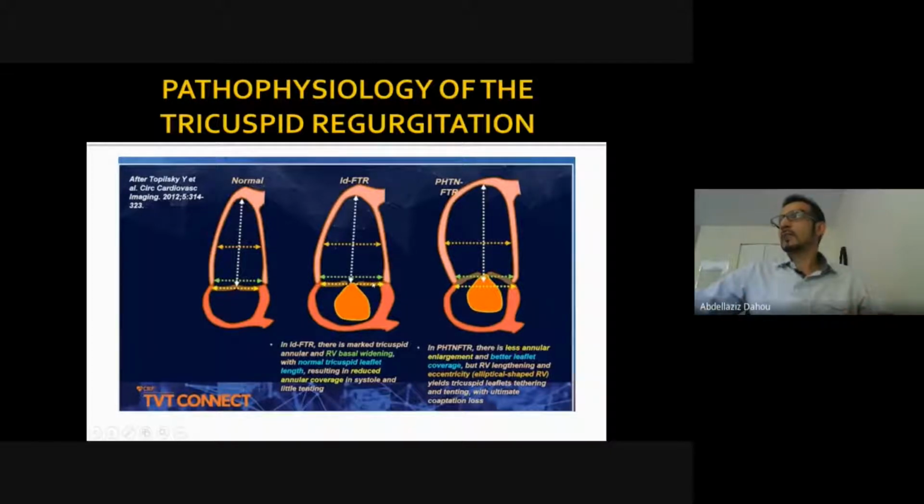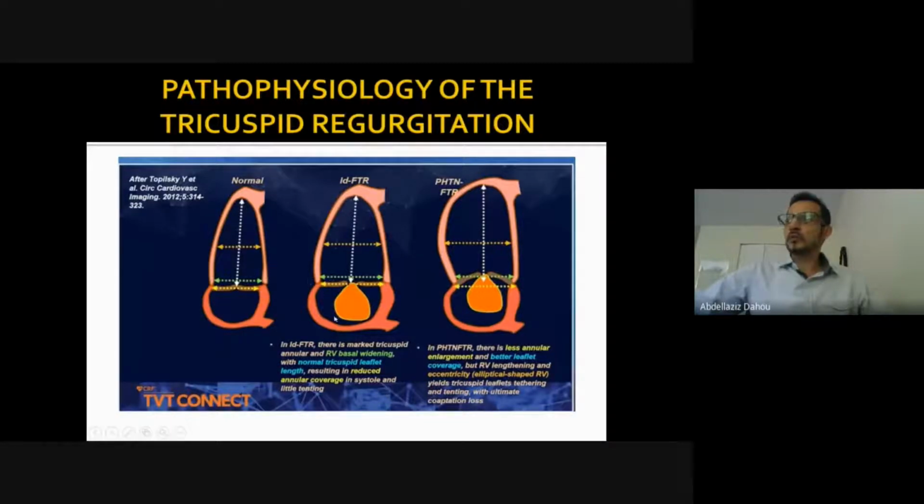They are flat. And on the right side are most likely patients with pulmonary hypertension from any cause that cause a dilatation of the right ventricle, mostly in the mid RV more than at the base. And these are the worst cases of secondary tricuspid regurgitation.